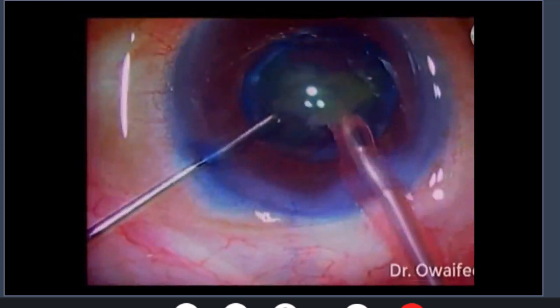KKESH. So the first MIGs that I'm going to show is canaloplasty ab interno. Basically, you are cannulating Schlemm's canal and injecting viscoelastic within it to enhance outflow through the trabecular meshwork.